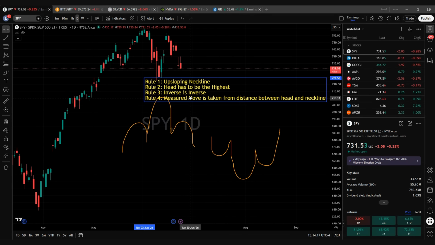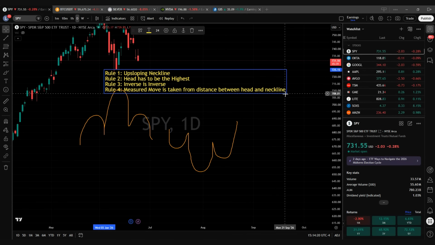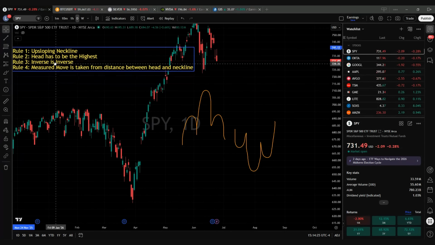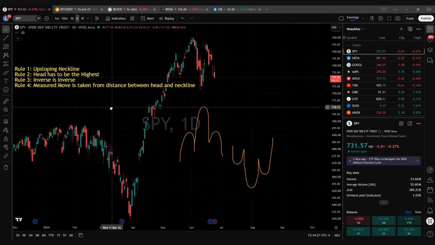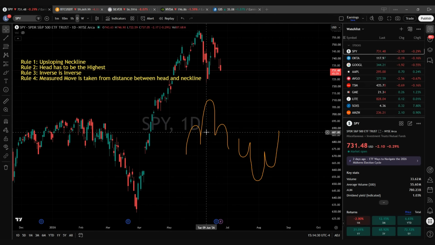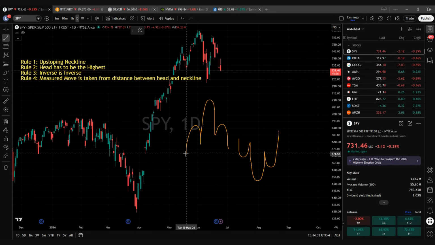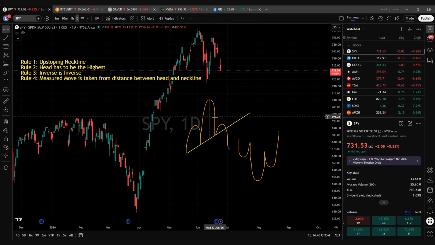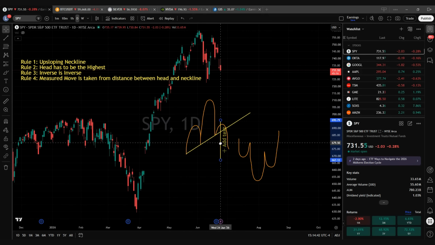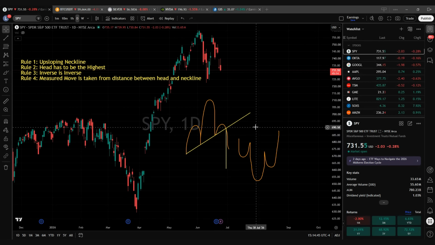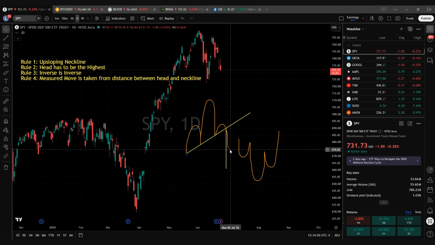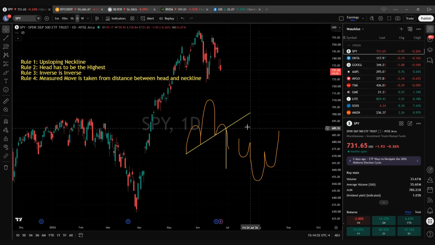The last rule, and it's a bit longer of a rule, is that the measured move is taken from the distance between the head and the neckline. So say we have a neckline something like this. Well, the measured move would be here, right? You want to take the break of it and take that measured move all the way down to the bottom, from the break. This is the same distance between the head and the neckline.